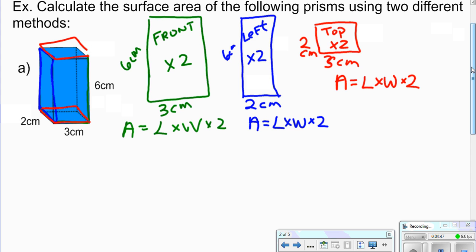So in order to find the surface area, I'm going to find the area of the front and back plus the area of the left and right sides plus the area of the top and bottom.